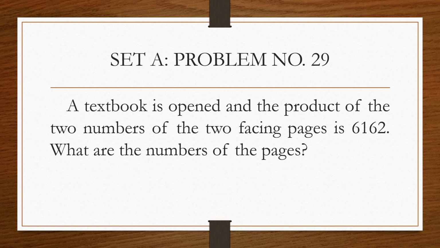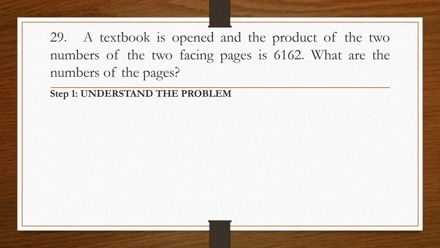A textbook is opened and the product of the two numbers of the two facing pages is 6162. What are the numbers of the pages? Let us apply Polya's four-step method on solving the problem. So for step 1, we have to understand the problem.